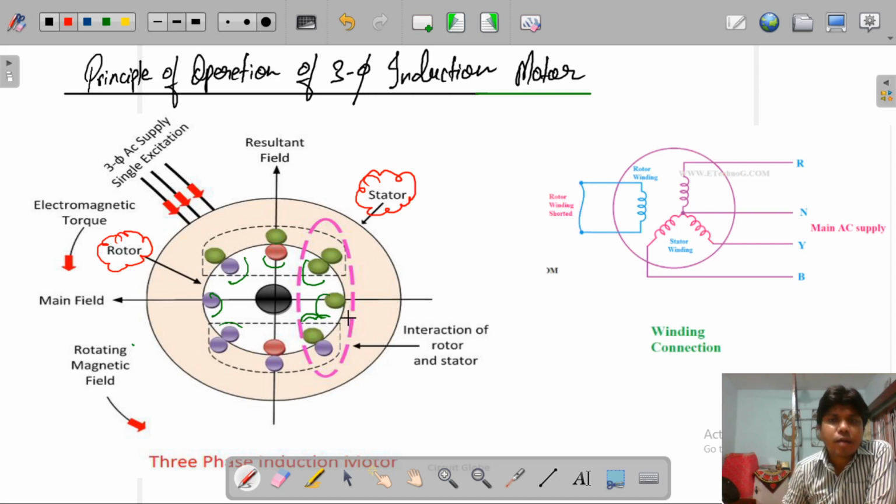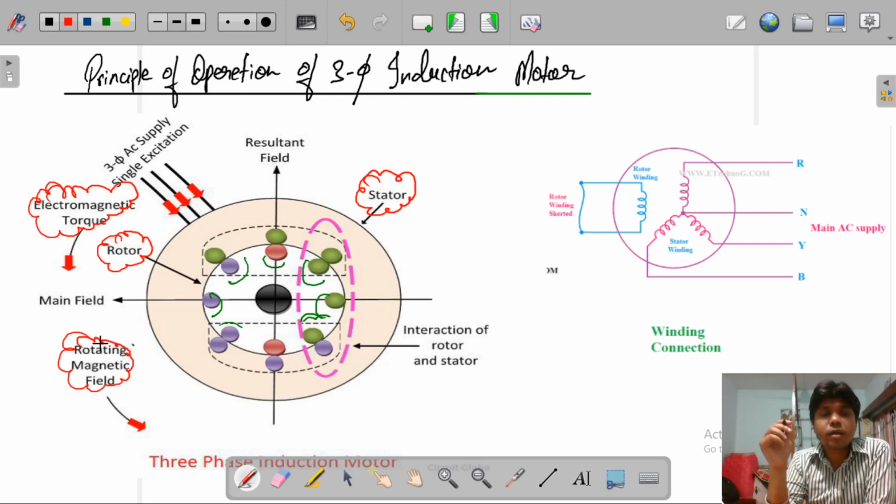After that, we short circuit the rotor winding so that the rotor current begins to flow in the rotor winding. Due to which the rotor experiences an electromagnetic torque, which is in the same direction as the rotating magnetic field.